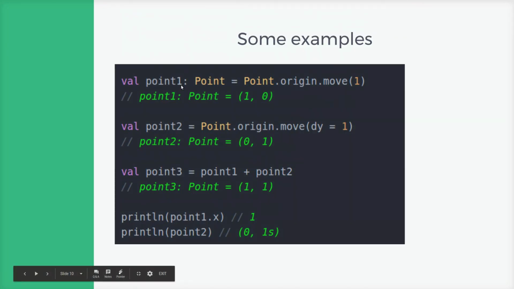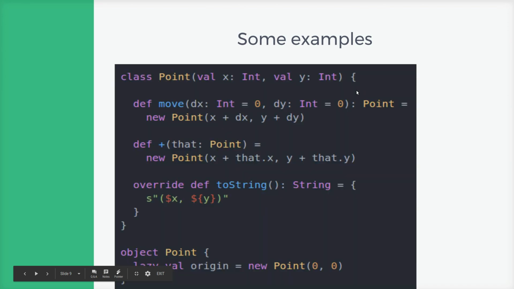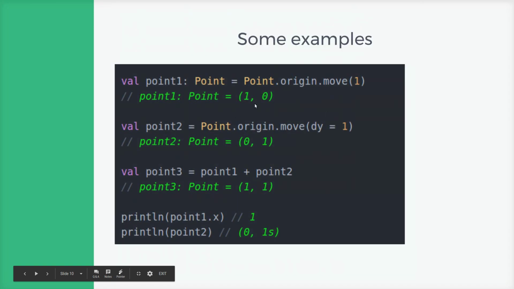And we have more examples here. We can see that we can access the lazy evaluated value called origin from the companion object, and we can try to move the origin point by 1. And as I told you before, this one represents delta x, and we are not providing delta y, which means that delta y is taking the default value of 0. And as you can see here, point 1 has x equal to 1 and y equal to 0 because it's the default value.